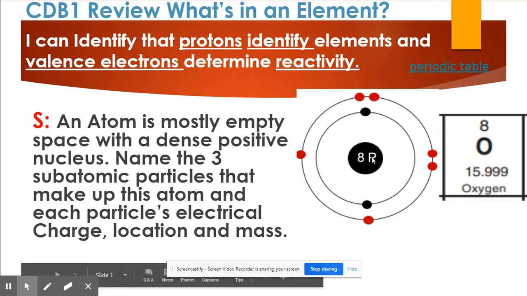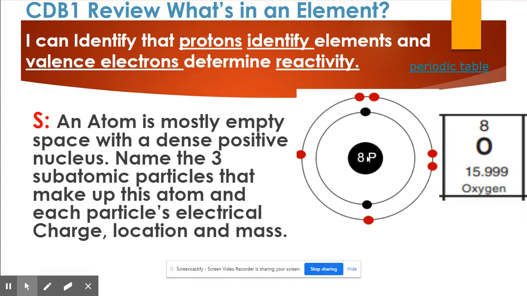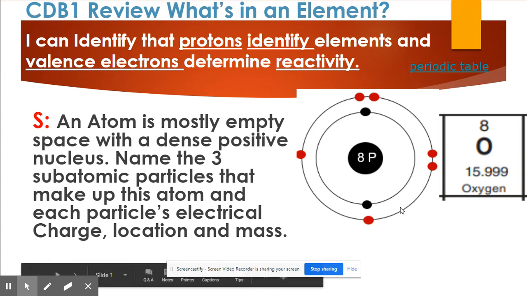The masses. Protons and neutrons' mass are the same. It's 1 atomic mass unit, and they're found inside the nucleus. All the mass of an atom is found inside the nucleus. Your electrons' mass are so small, their mass is negligible.